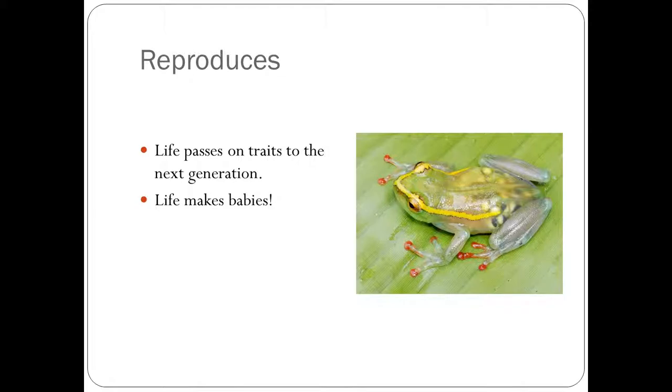The next one is reproduces. This one's easy, guys. I think you can figure this out. This is the idea that you make babies. If you look at this frog right here, it's a she, and she has a whole bunch of little eggs inside of her. All life makes babies. All life reproduces. All life makes more copies of itself, or in some cases, some animals have children that are usually half the mom and half the dad.